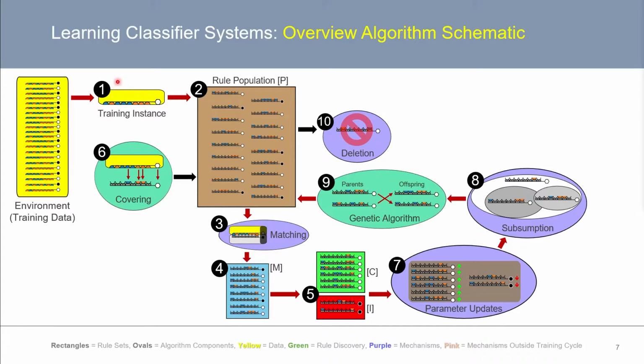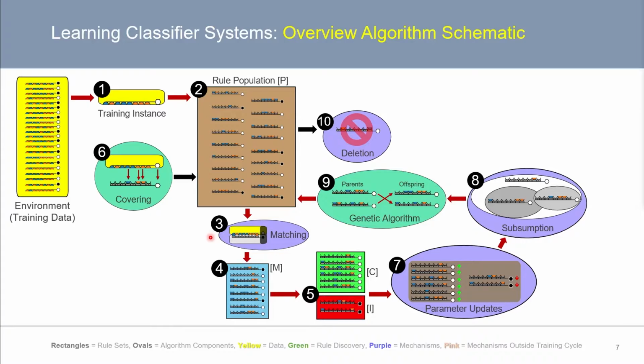In step 1 of the learning iteration, we grab the first instance from our training data. Step 2 passes this training instance to the rule population, which is the set of all rules currently included in our evolving model. Typically, this rule population actually starts off empty, and I'll explain how we get some initial rules in there in just a moment. For now, just assume that our population already includes a bunch of rules.